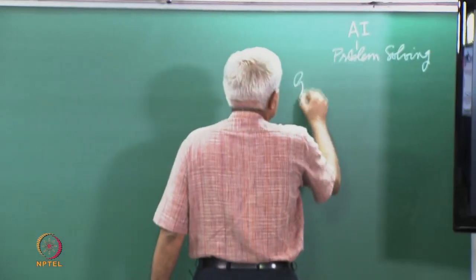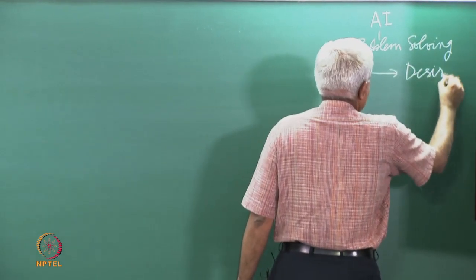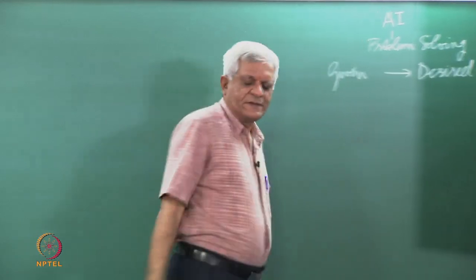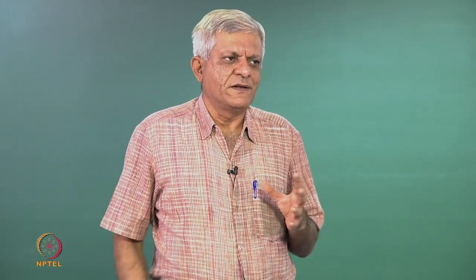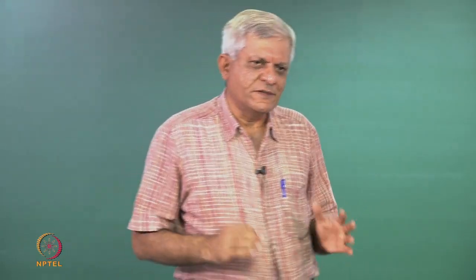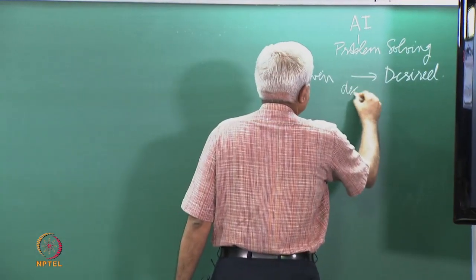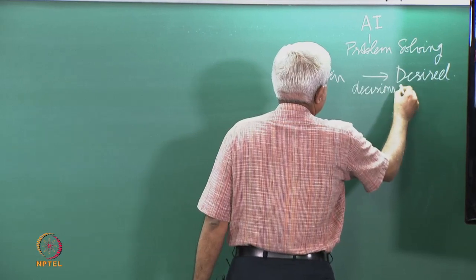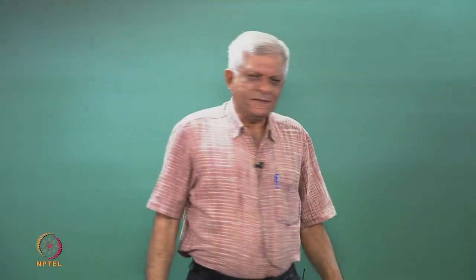Given a situation and a desired situation, the task of the agent is to make a series of decisions or a series of moves which will transform the given situation to the desired situation. So, the task is to find these decisions, and that is a task we will be addressing.